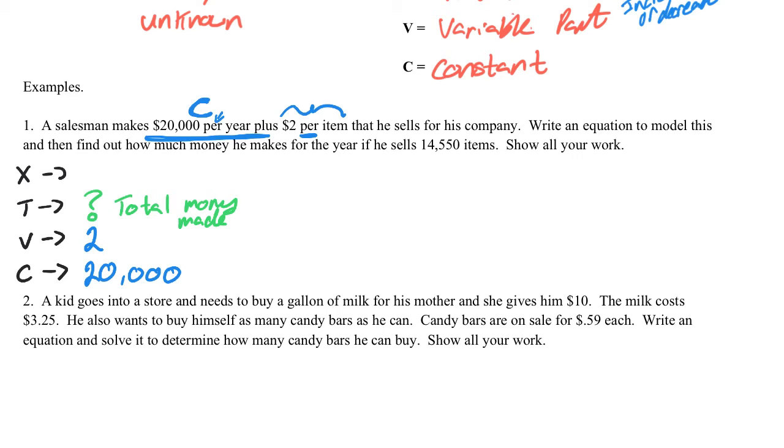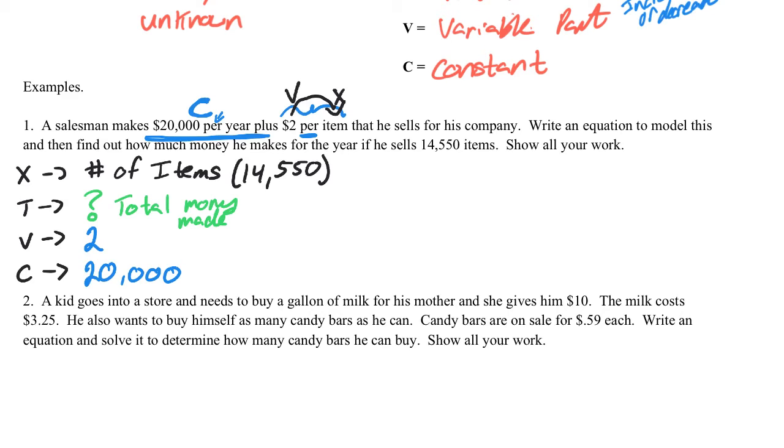All right, and then X, this is standing for whatever your variable part is getting multiplied. So we said it's $2 per item. So variable part is always multiplied by your X part, right? So this is number of items, whether you have 2 items, 3 items, 4 items, so on and so forth. And it gave us a specific number of items that we wanted to sell. Said we wanted to sell 14,550.